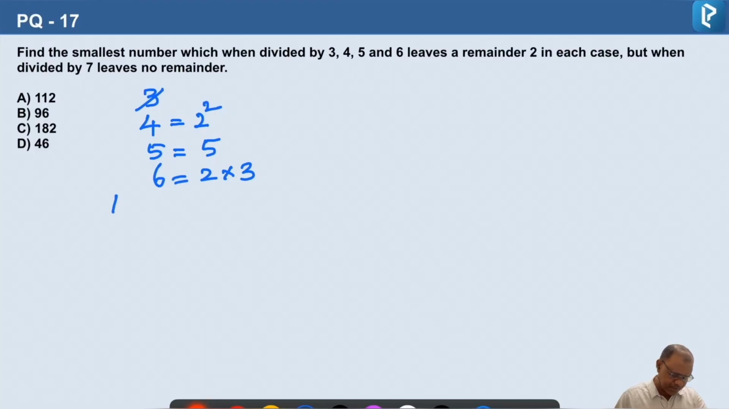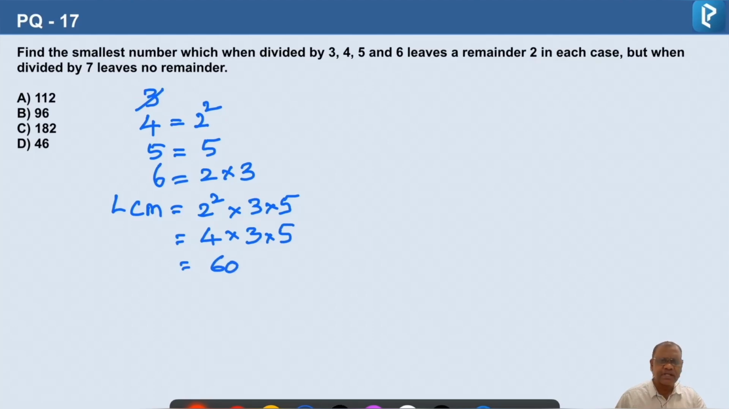So what is the LCM here? The highest power of 2 is 2 square, and we are left with 3 and 5. So that is 4 into 3 into 5. 4 threes are 12, 12 fives are 60. So the LCM is 60. If you add 2, you will get a number which leaves remainder 2 when divided by all these four numbers.